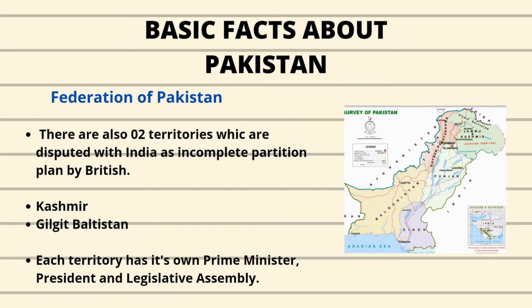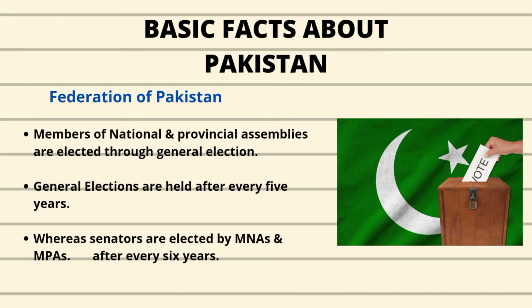These disputed parts, under the administrative control of Pakistan, Kashmir and Gilgit-Baltistan, each have their own separate prime minister, president, and legislative assembly, and their elections are carried out every 5 years. Next is the slide regarding the election.